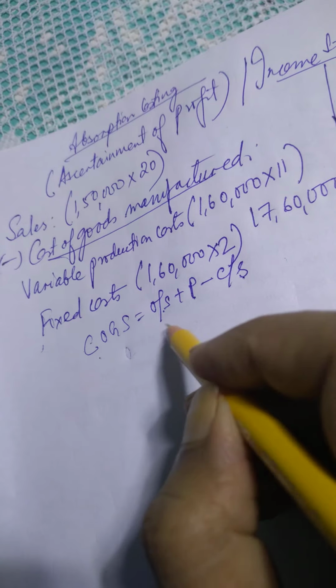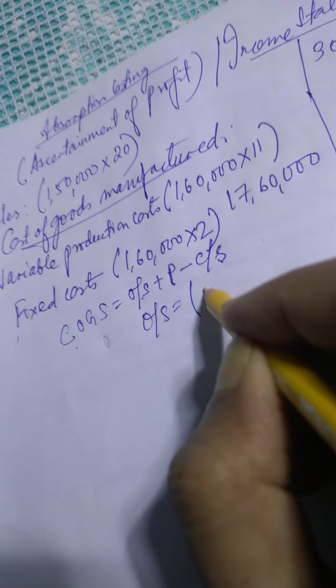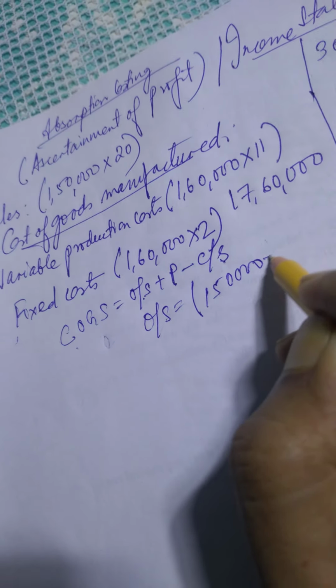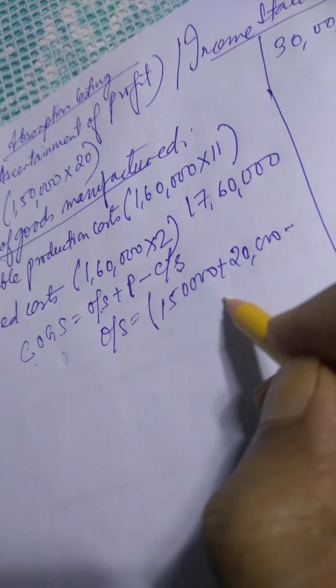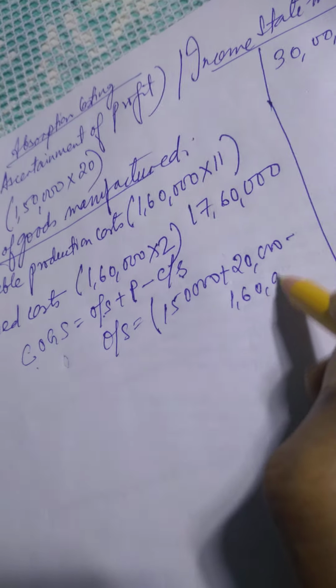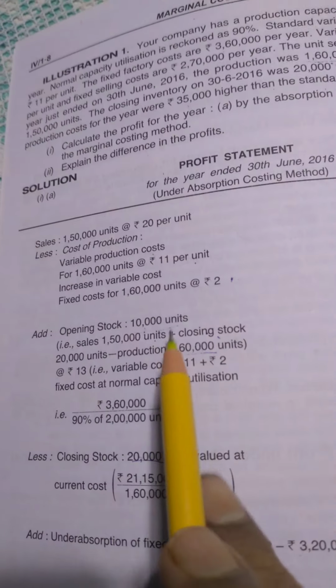So how to calculate opening stock? Opening stock will be equal to 1,50,000 plus closing stock 20,000 minus units produced, 1,60,000. When you add these two, you get 1,70,000, minus 1,60,000 will be your opening stock. So opening stock is 10,000.